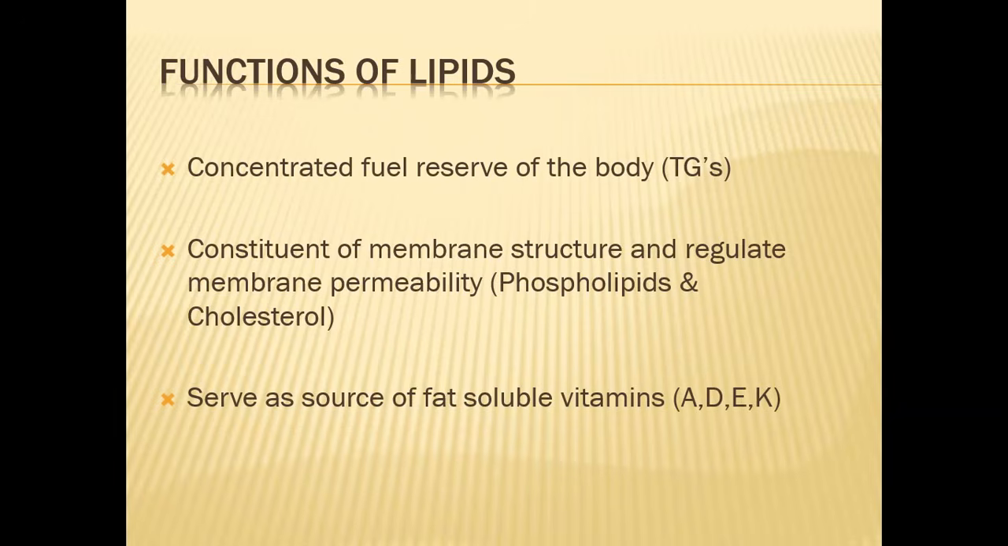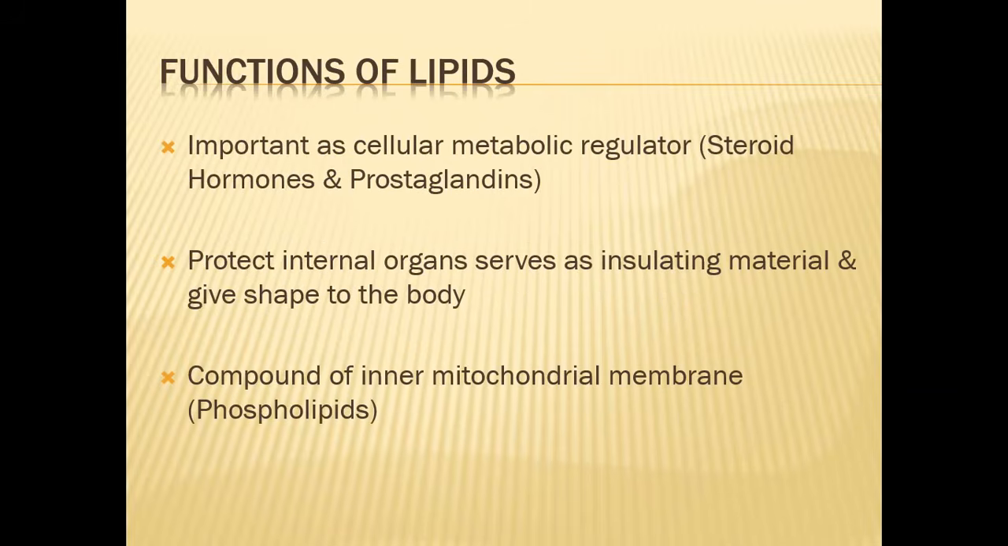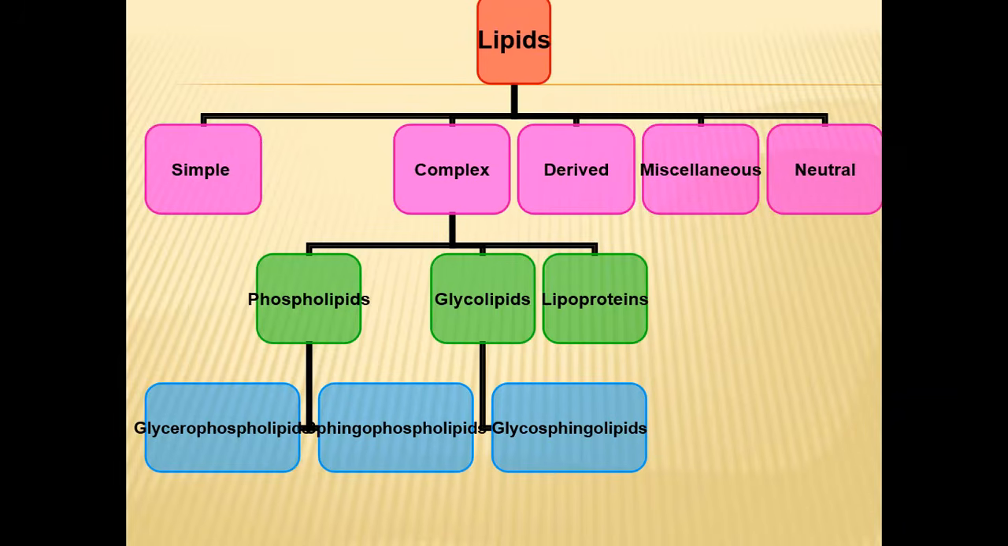Lipids are also the constituents of membrane structures and regulate membrane permeability, like phospholipids and cholesterol, and are a source of fat soluble vitamins. They are cellular metabolic regulators, protect internal cells, act as insulating materials, and give shape to the body. Now the classification is in 5 types: simple lipids, complex or compound lipids, derived lipids, miscellaneous, and neutral lipids.